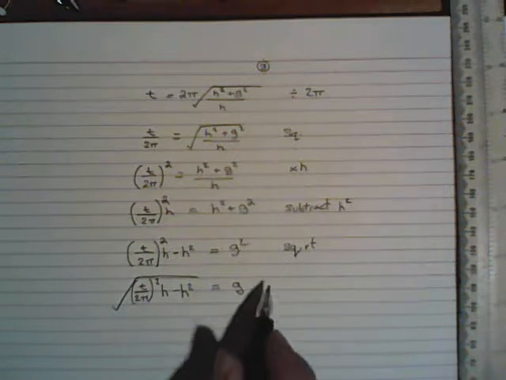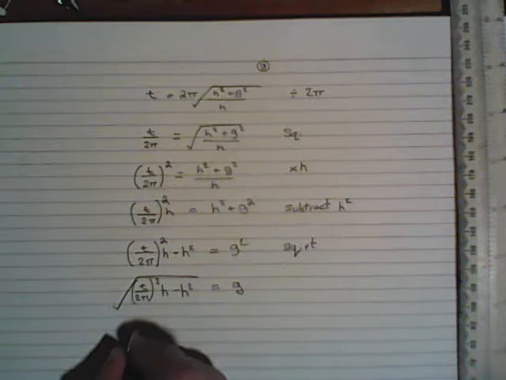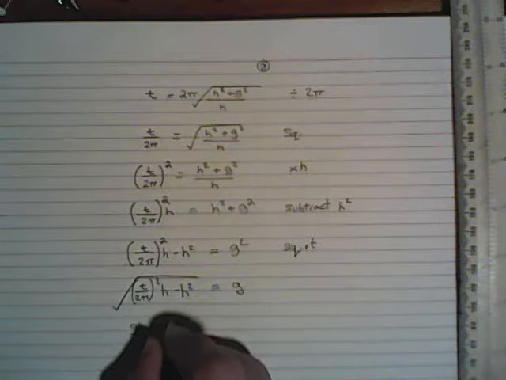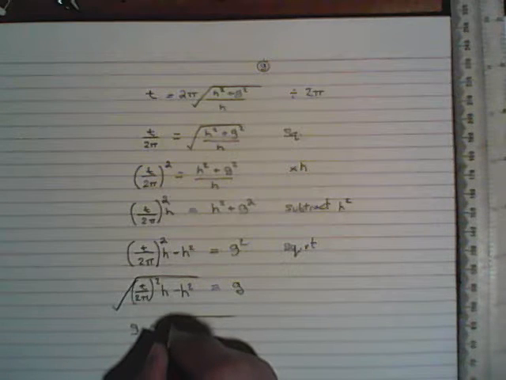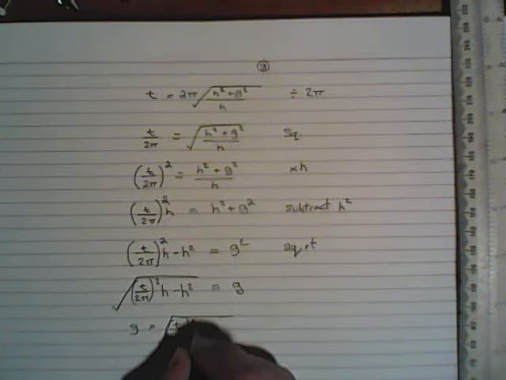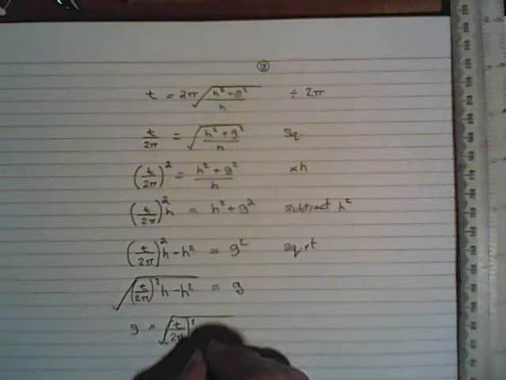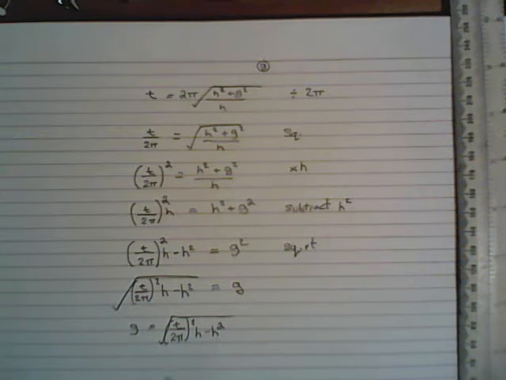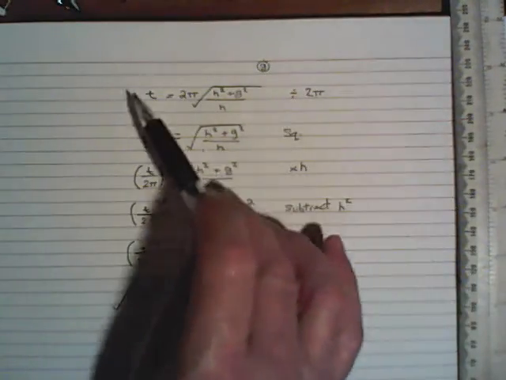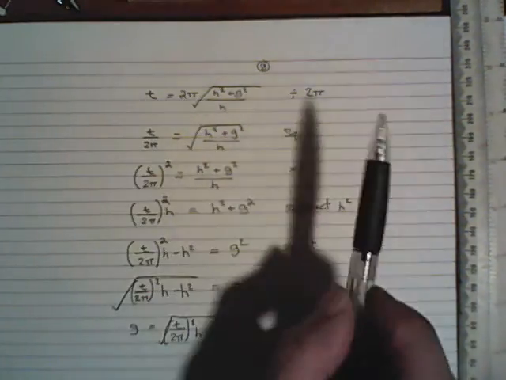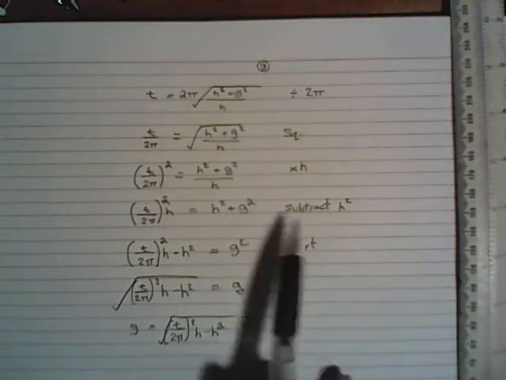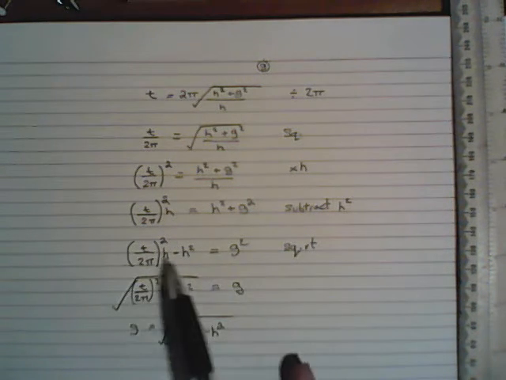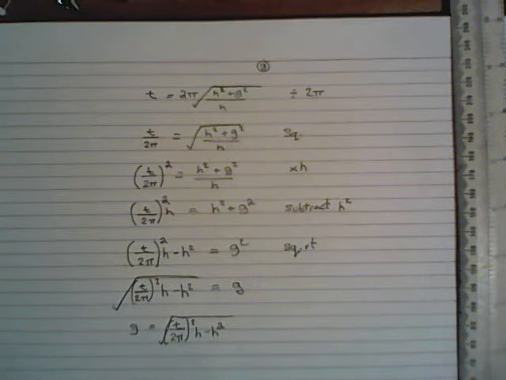Now, it's normal for the subject of an equation or a formula to be on the left-hand side. So I'll put here g equals the square root of t over 2 pi squared times h minus h squared. And that is the answer. Now, you might have thought initially that this looked like quite a complex equation to transpose, but all we've done is divide by 2 pi, square both sides, multiply by h, subtract h squared, and then square root both sides, and then make g the subject by bringing it over here.